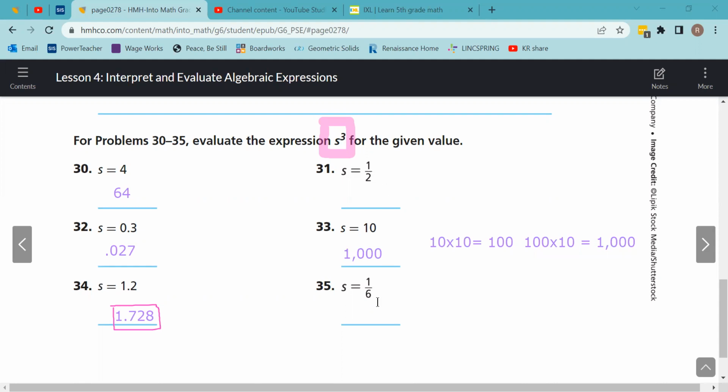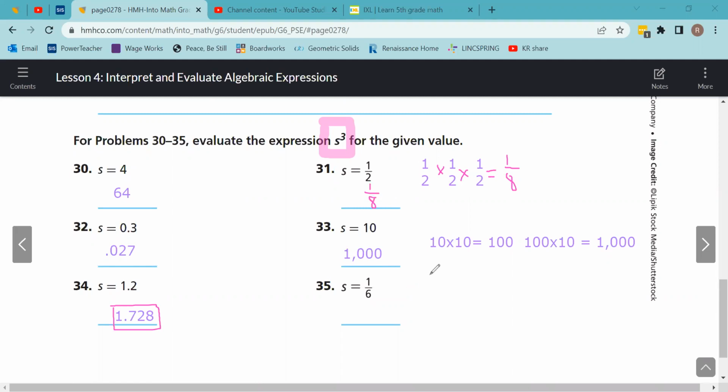Okay. Now, 31, 35, I have to actually type these out. So we've got 1/2 times 1/2 times 1/2. Okay. And here's the beauty of it though. We can multiply straight across. 1 times 1 times 1 is 1. 2 times 2 is 4. Times 2 is 8. So 1/2 cubed is really 1/8.